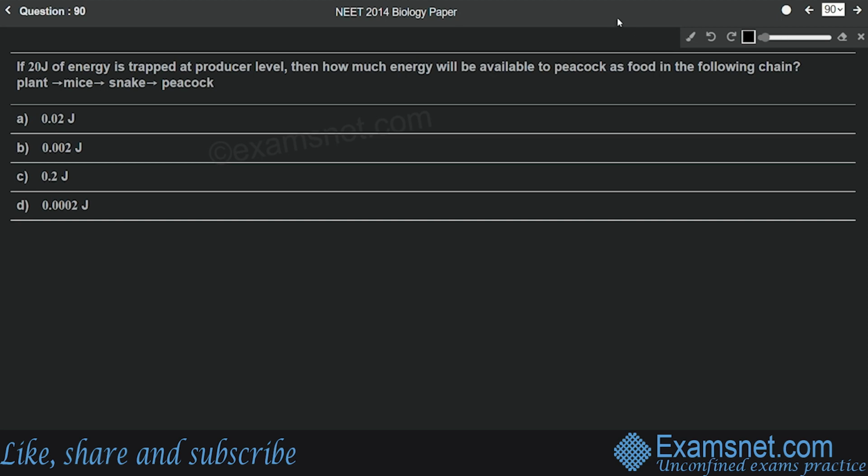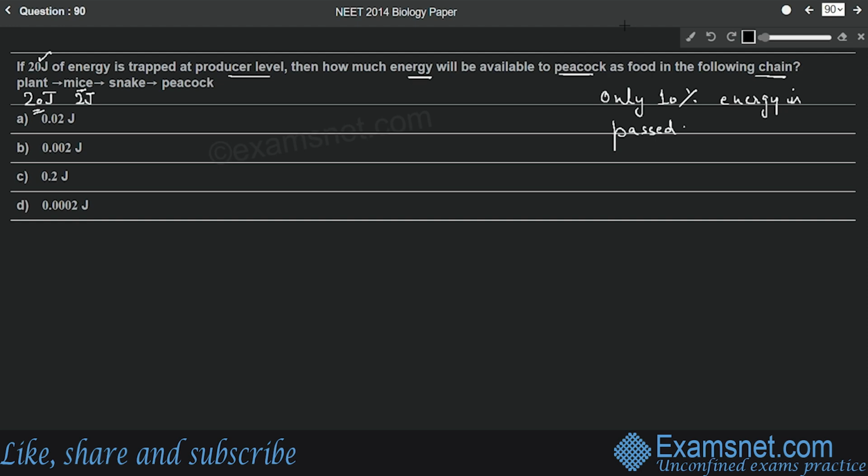Now the last question is from the chapter Ecosystem, and the question is, if 20 joule of energy is trapped at producer level, then how much energy will be available to peacock as food in the following chain? So plant has how much energy? 20 joule. Now we know that only 10% of the energy is passed from one trophic level to another when an organism feeds on the other. Now the mice feeds on plants, so only 10% of this 20 joule energy will be passed. That means 2 joule will be passed to mice.